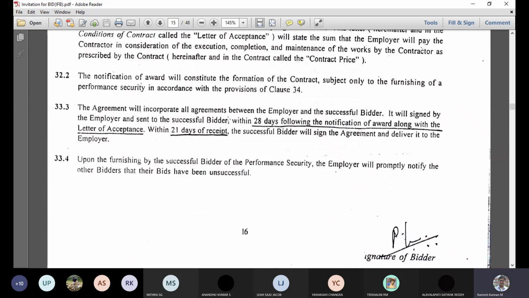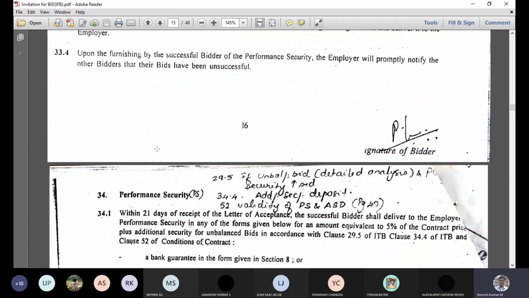And the employer, within 28 days, sends the notification of award along with the letter of acceptance to the successful bidder. Within 28 days of receiving the agreement, the successful bidder has to deliver it back to the employer after signing. And this is not constant. This is for this particular contract. It gets varied. People can have even 90 days. It depends upon the employer or the nature of the project itself. If they want to do it immediately, it all depends upon the employer.